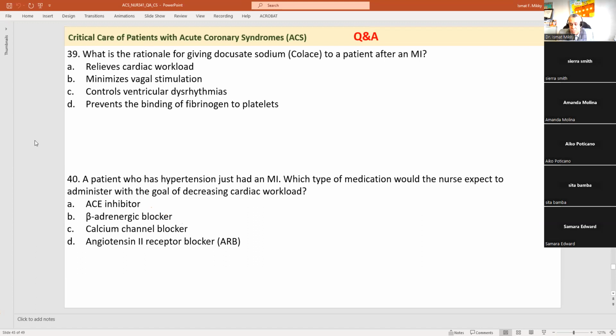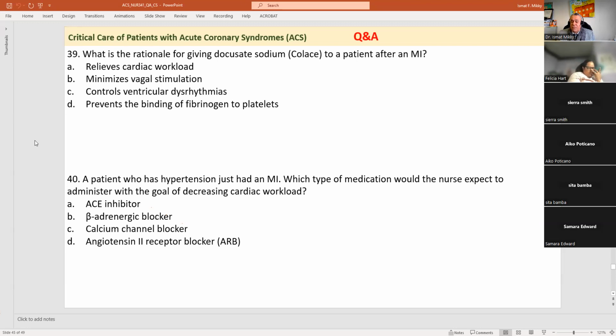What is the rationale for giving Colace to a patient after an MI? And this is one of the most important concepts also in CCU, like patients admitted with acute MI in the CCU, the cardiac units. Very important concept. You don't want them to force it.